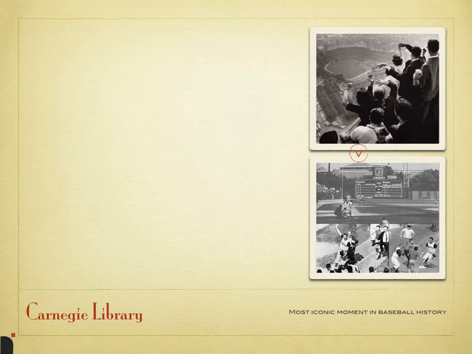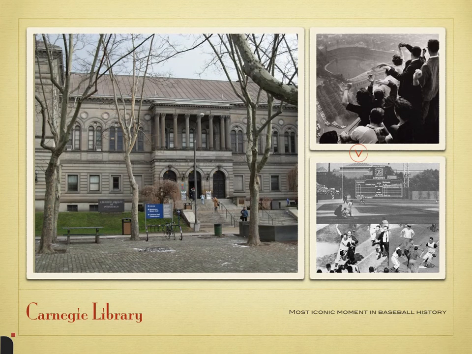This stadium doesn't exist anymore. It's Forbes Field. What is that building? That building is Carnegie Library. Another example. It's the main city library. Another example of the same architecture.